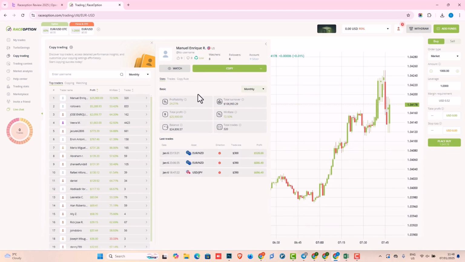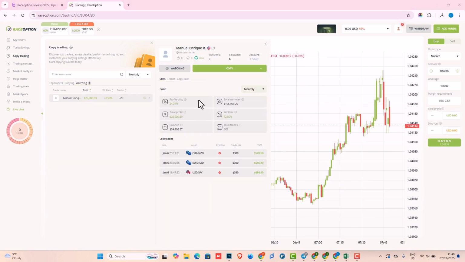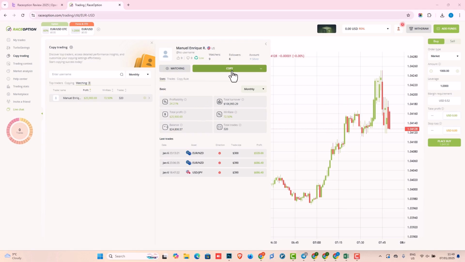You will see information such as total profit, rate of return, total number of trades, and details of the last executed trades. In this section, the profit amount is displayed in dollars. By activating the watch option in this section, we'll be able to see this trader's trades on a monthly basis. By selecting the copy option in this section, this person's trades will be copied for you.